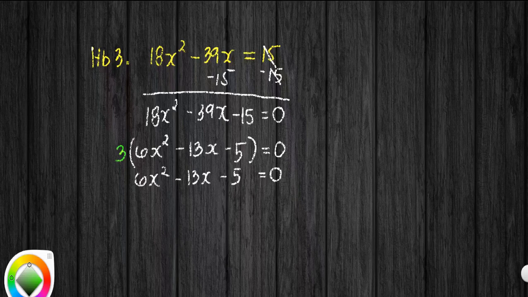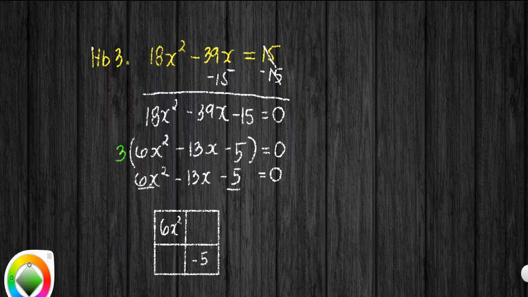So now, let's apply the box method to this equation. Let me draw a box here, a little box with 4 squares. So now let me write 6x squared in the upper left and negative 5 for the lower right corner of our box. Okay, so we have our first step.